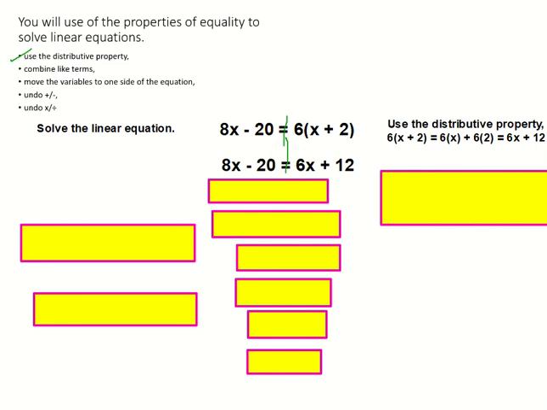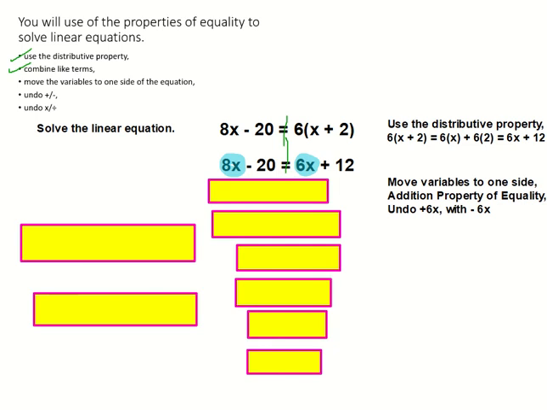So from here, I don't have any like terms on the left side to combine. I don't have any like terms on the right-hand side to combine. So I'm going to move on to my next step, move the variables to one side of the equation. Notice how you have an 8x on the left and a 6x on the right. Since we have variables on both sides of the equation, you have to move them to one side of the equation. Most people like to take the smaller number and move that one, but the choice is completely up to you. I'm going to use the addition property of equality and undo adding 6x with subtracting 6x. So I will subtract 6x from both sides.